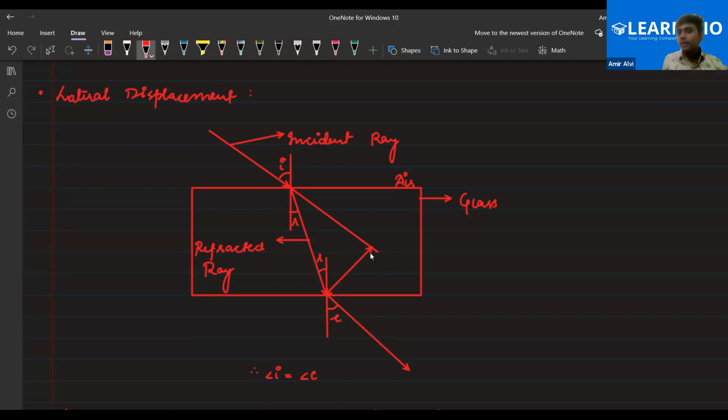If you extend the original path of the incident ray, you will observe that the emergent ray and the incident path are parallel to each other. The perpendicular distance between these two rays is called lateral displacement. Clear, everyone?